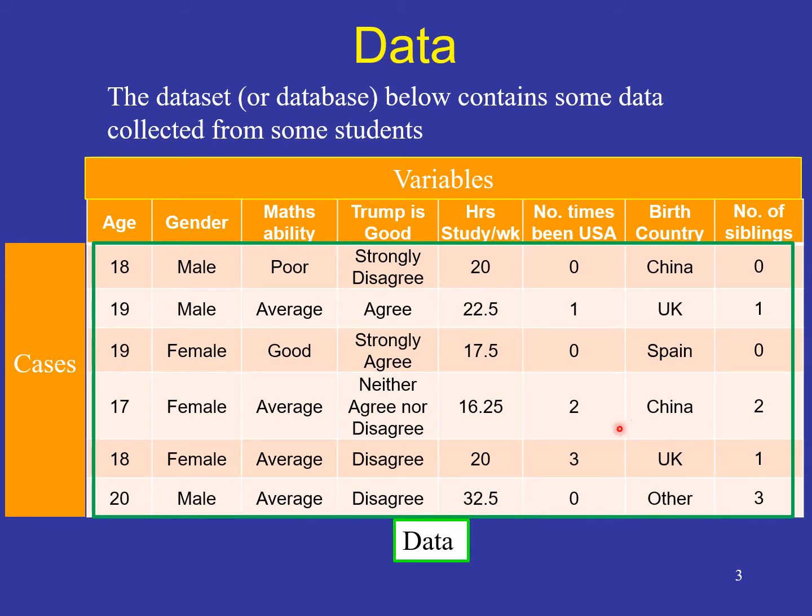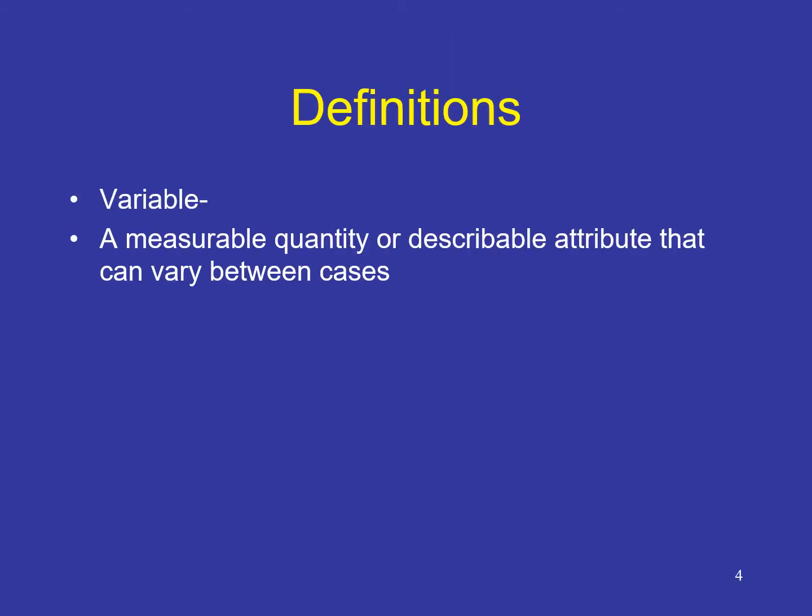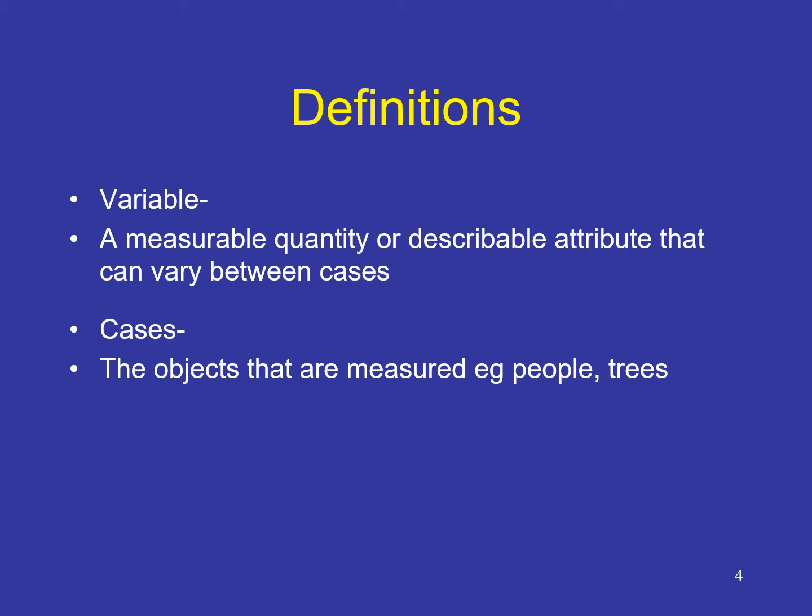And the observations recorded, these are the data. So a variable is a measurable quantity or describable attribute that can vary between the cases. The cases are the objects that are measured. So often it's people, but it doesn't have to be people. It could be trees, cars, buildings, etc. And the data are the actual recorded values or observations.